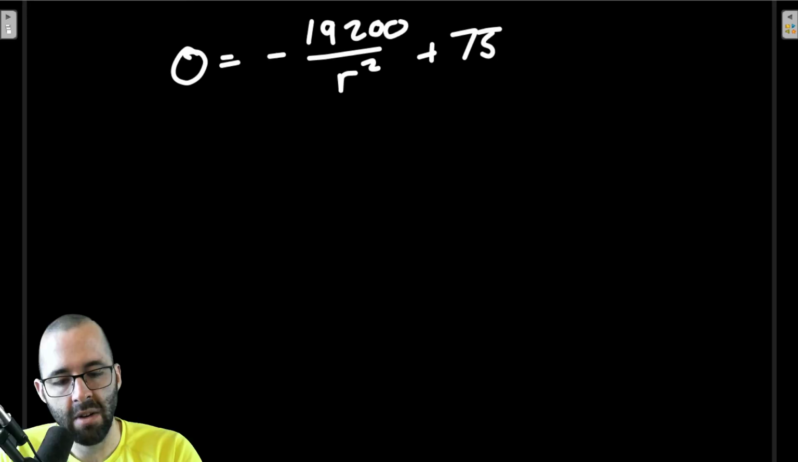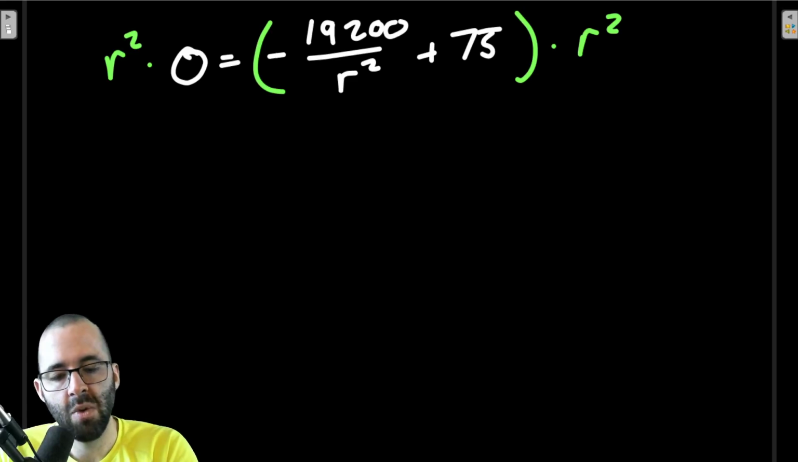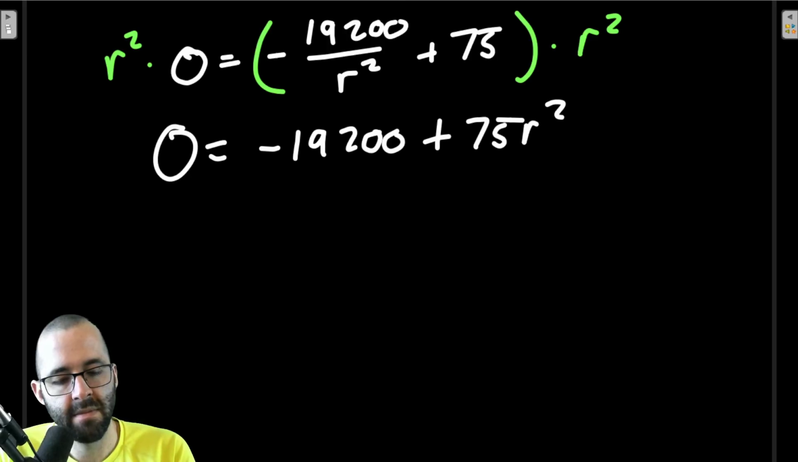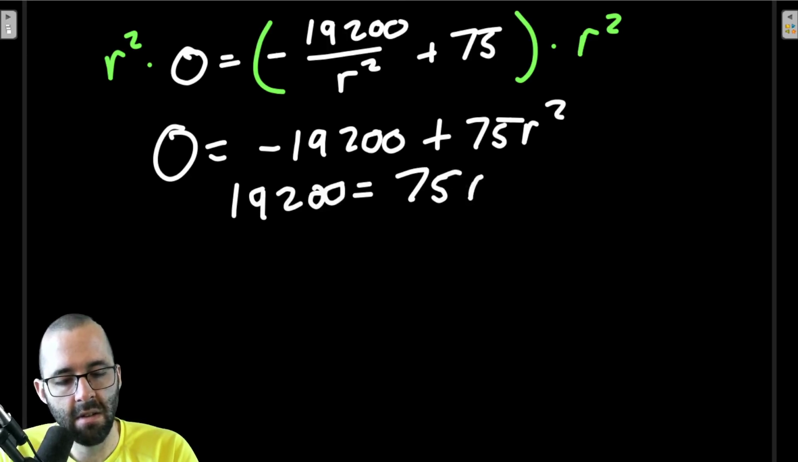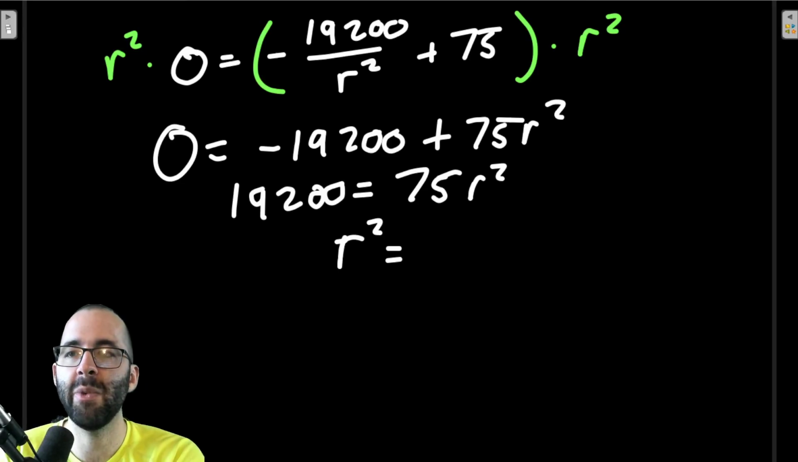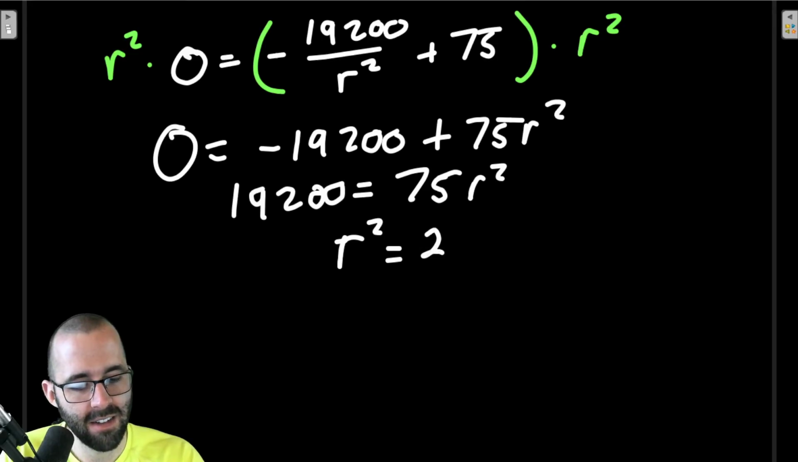We need to get rid of our fractions, so we're going to multiply both sides of the equation by our LCD, which is going to give us 0 is equal to, again, we have to distribute that, negative 19,200 plus 75 r squared. Add 19,200 to both sides. Divide both sides by 75. You get r squared is equal to definitely that number, which I totally know. Let me think about it. It's 256.